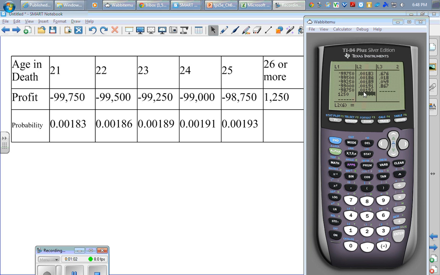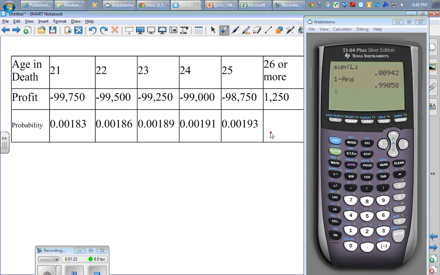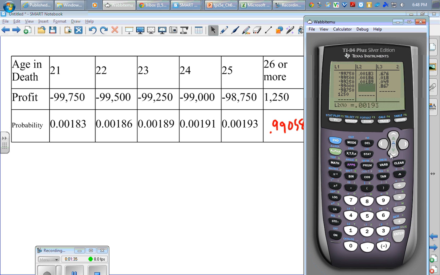Well, I already typed these numbers into my calculator, so I can see that L2 adds up to that. 1 minus that must be the number that's left. So that number right there, 99058, is what's going to go right here, 99058. And so I'll go ahead and fill that in as well to my calculator right here.